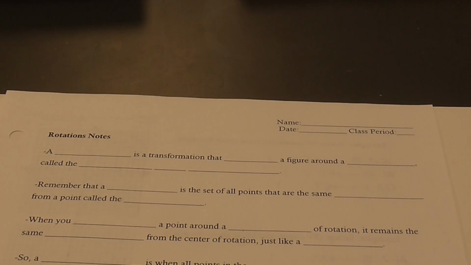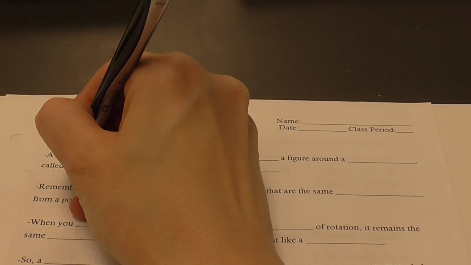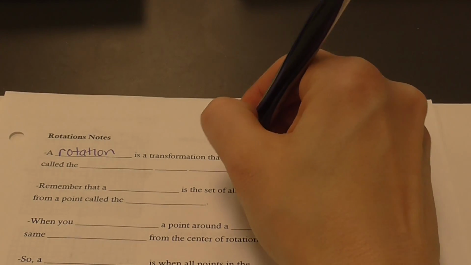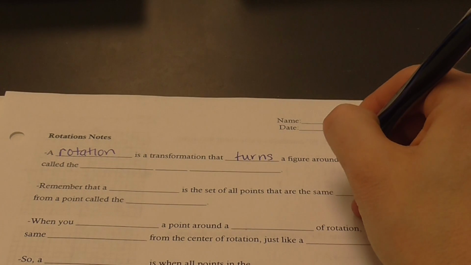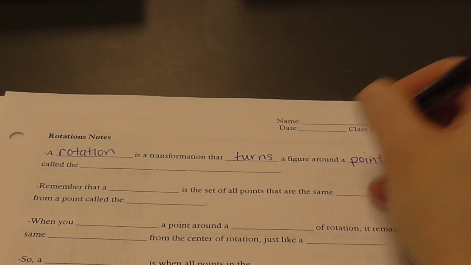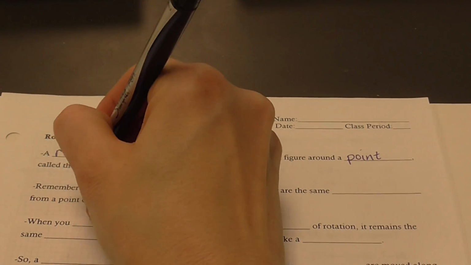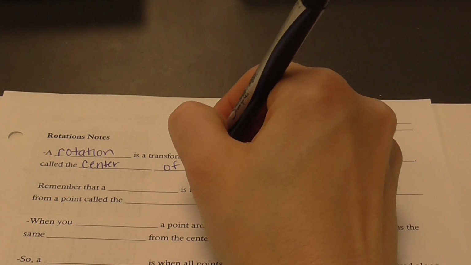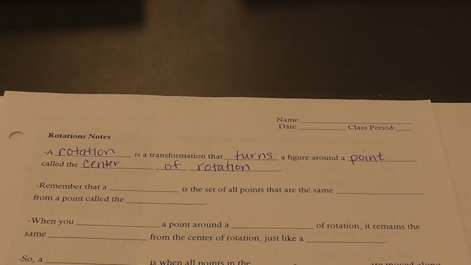So the last transformation that we're going to learn about is a rotation. So these are rotation notes. A rotation is a transformation that turns a figure around a point. Okay? That point is called the center of rotation. So the point that it's turning around is called the center of rotation.